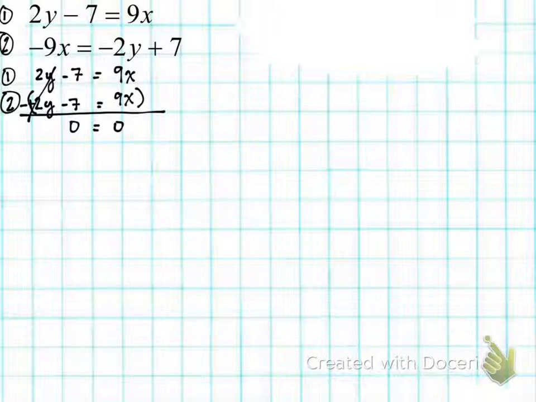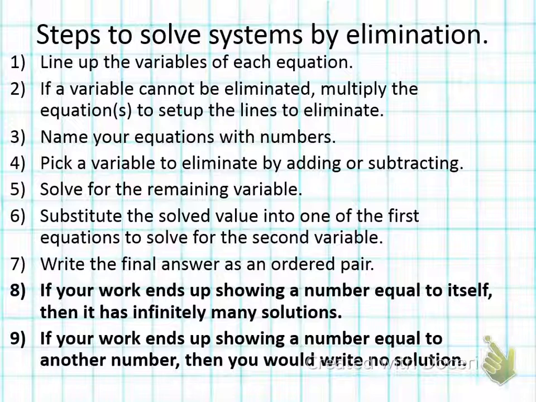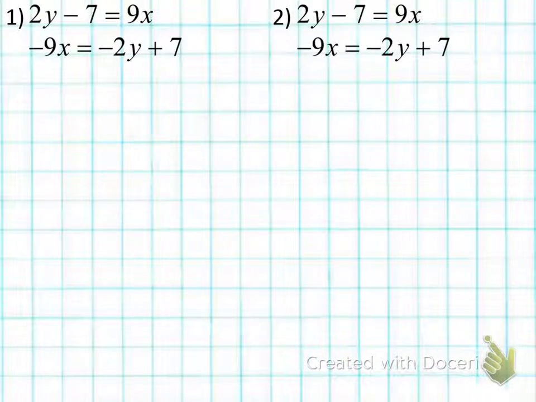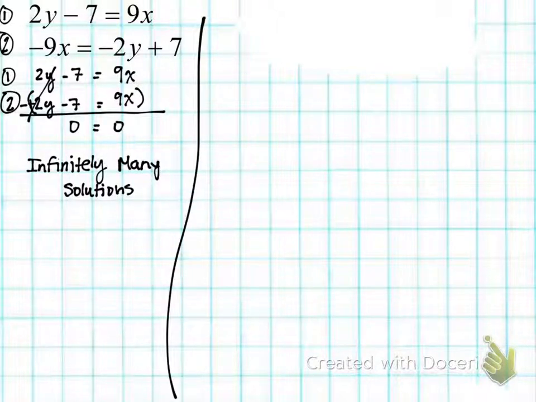Yeah, good. So now I have to remember my steps. Look at step number 8. What does it say? If your work ends up showing a number equal to itself, then I have to write, it has infinitely many solutions. This is what I would write. So on my paper, when I get to 0 is equal to 0, I'm just writing infinitely many solutions. Okay? That's it. That's what you would write.